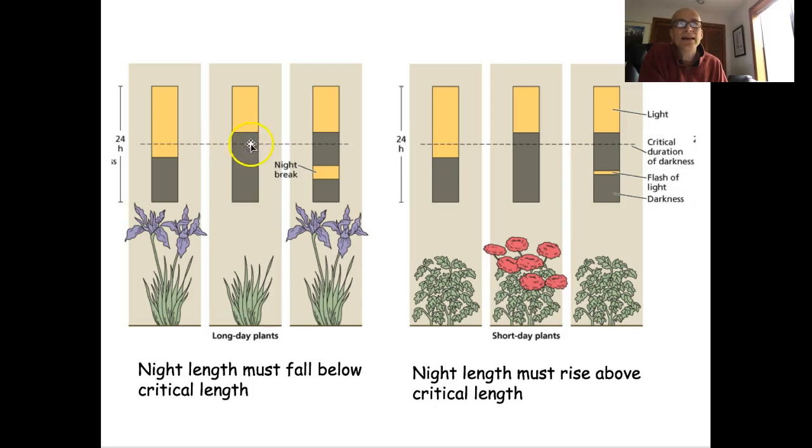What is important is that the length of the night is now no longer greater than the critical number of hours. And the same is true with the short day plants, where you have a long day and a short night not leading to flowering, and a long night leading to flowering in the fall. But when you interrupt the night with a flash of light or a night break, you can prevent the flowering as well. So night length must rise above a critical length.